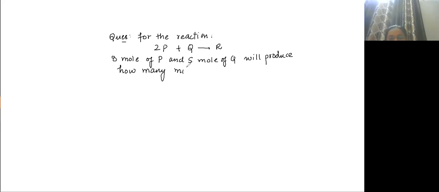Easy question. So first what you need to do is find out the limiting reagent. After the limiting reagent, from the limiting reagent, try to find out R moles. Remaining students, try to do this on your own. What about other students?